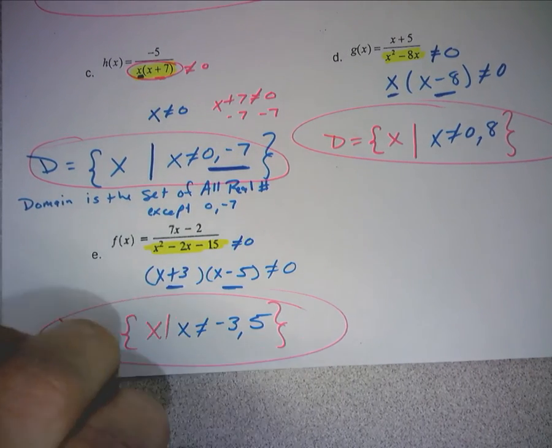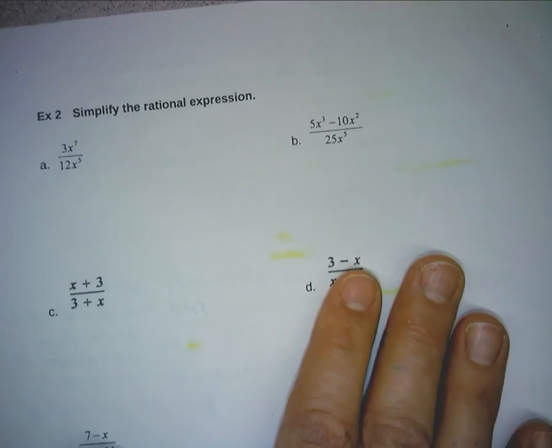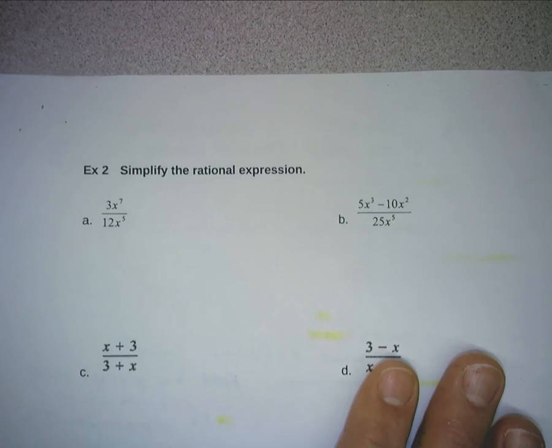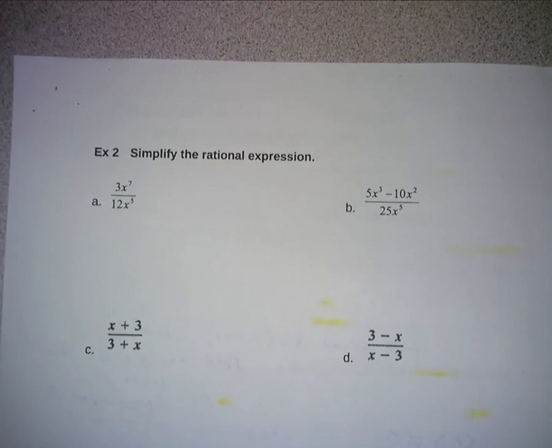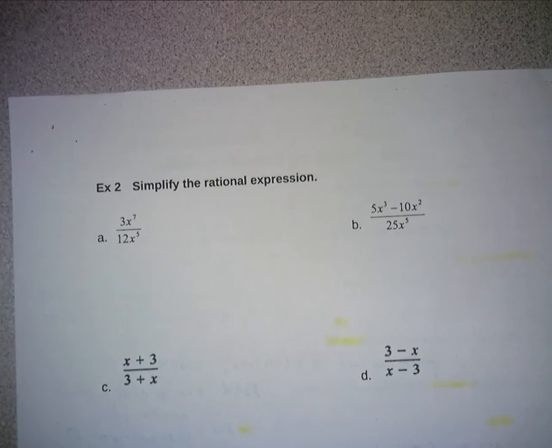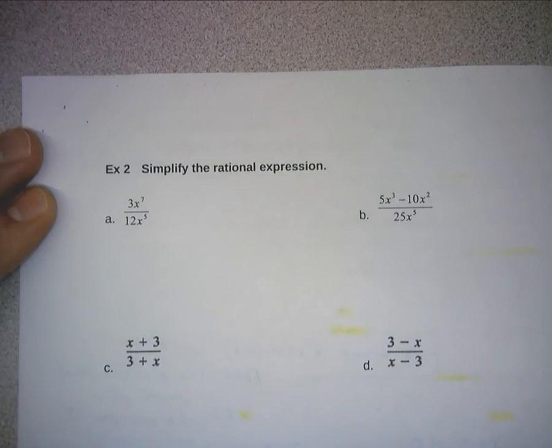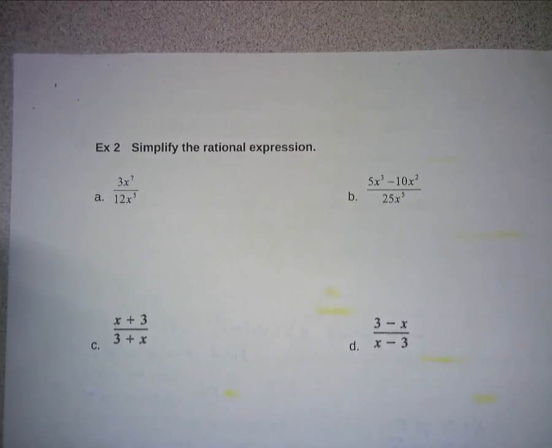Goal number 2 says we're going to simplify rational expressions. So when we take a look here, we're going to get started, and we're not going to do every single one of these. We're going to do, I don't know, 5 or 6 of them. The thing that we need to know is, first off, what a monomial is and what a binomial is. Monomial means there's one term, binomial means there's 2 terms.